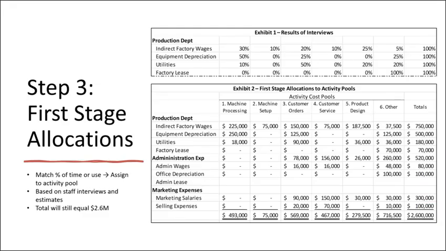So now what we're going to do is simply apply the percentages to allocate dollar amounts into these 6 activity pools. This $750,000 for indirect factory wages, machine processing gets 30% of that, machine setup 10%, and so on and so forth. And this is done for each and every expense that's in our general journal. All costs allocate across the activity pools for the time folks spend in those activity pools, or possibly what the team observed as well. This table is just some simple math to create total cost for each type of activity.